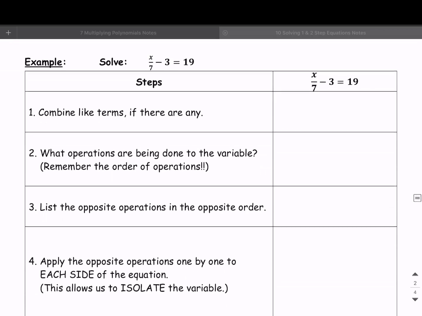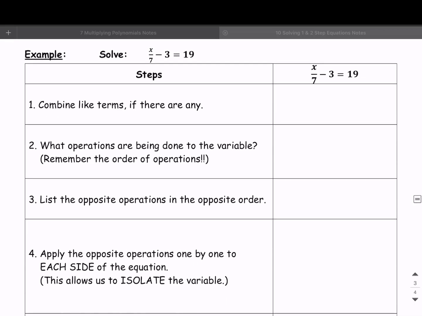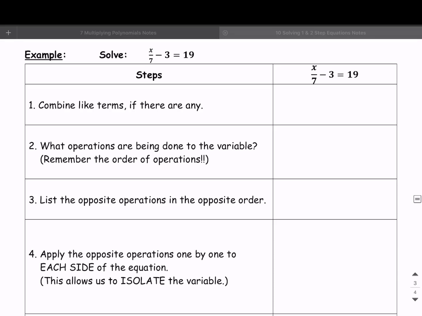So here's one. We're going to solve x divided by 7 minus 3 equals 19. So the first step is to combine like terms. Notice it says if there are any, and guess what? There are none in this problem, so we don't have to do this first step.